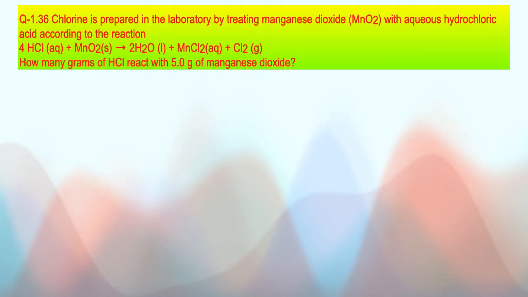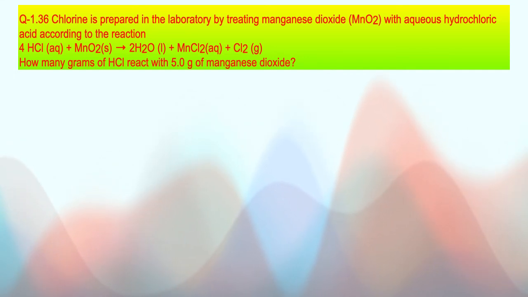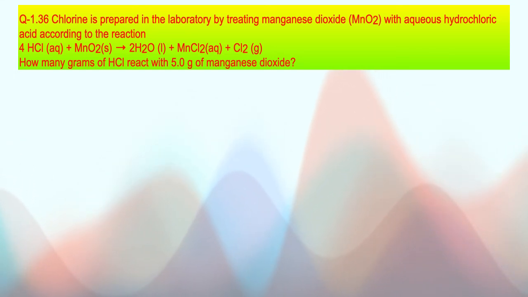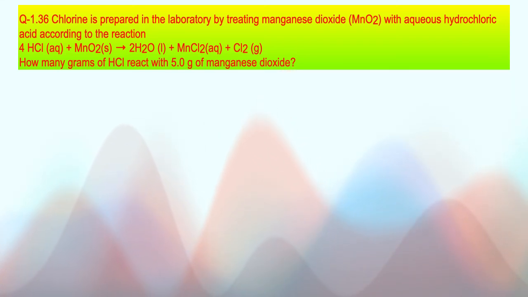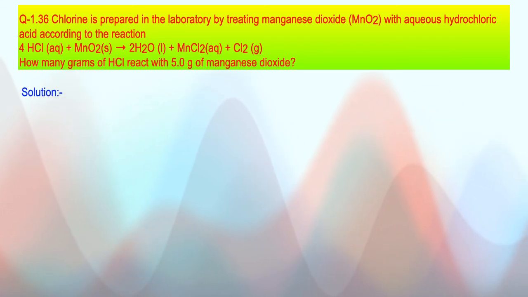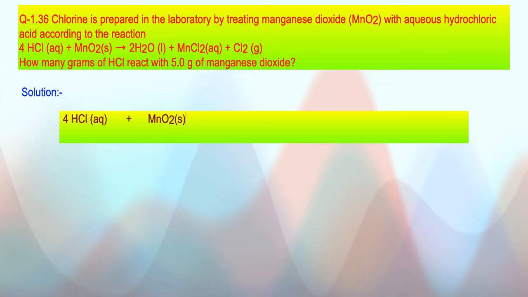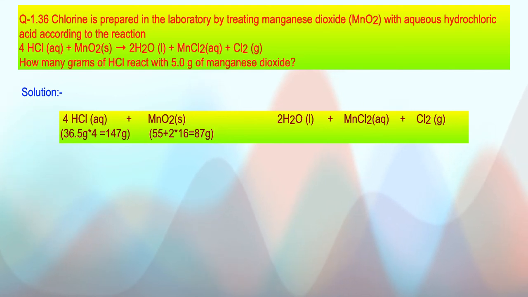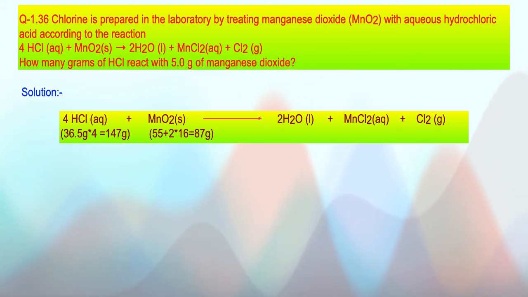1.36 numerical number, the last numerical of the NCERT book. Chlorine is prepared in the laboratory by treating manganese dioxide, MnO2, with aqueous hydrochloric acid. The reaction equation is given here. How many gram of HCl react with 5 gram of manganese dioxide? Let us solve this numerical. It is a very simple numerical of stoichiometric calculation.